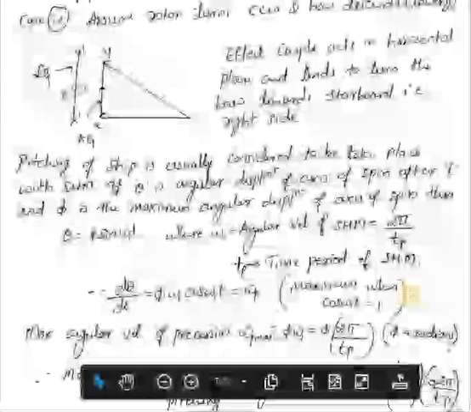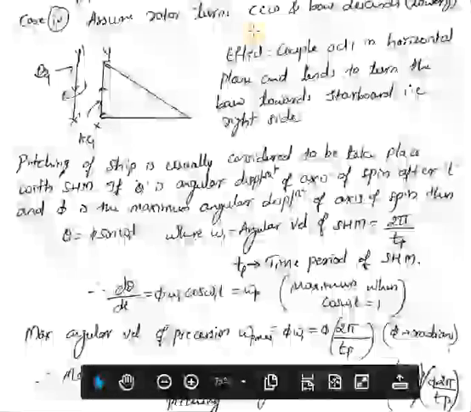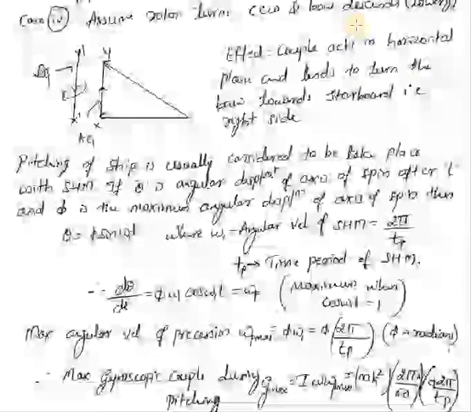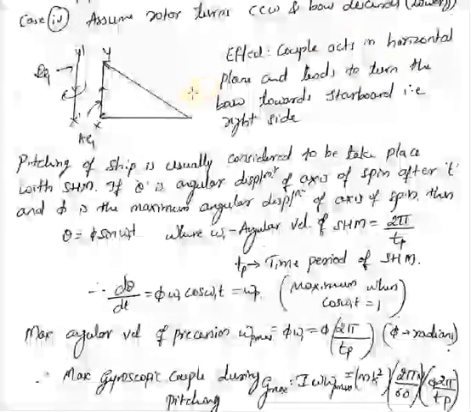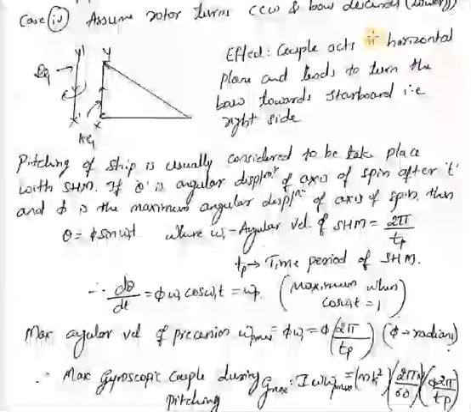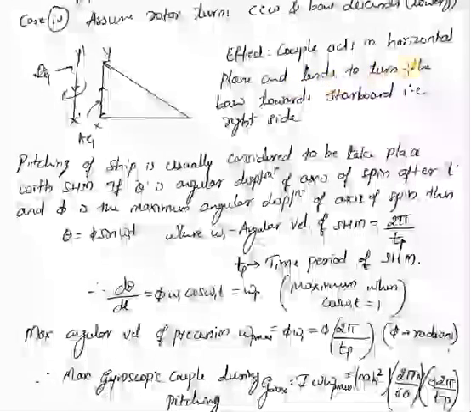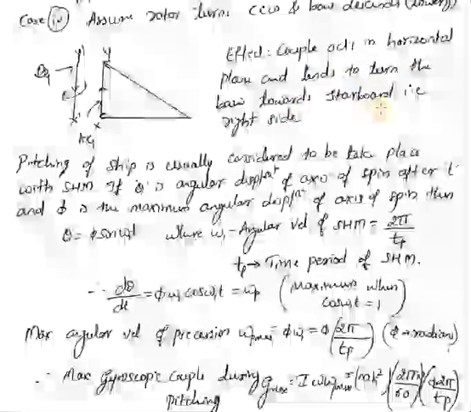The 4th case is when the rotor turns counterclockwise and the bow descends, that is, for the lowering. So this is the angular momentum vector diagram. Again the couple will act in the horizontal plane and tends to turn the bow towards starboard, that is, it will take the right side.